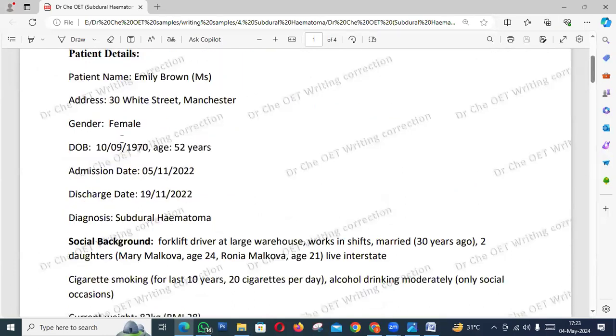Name and address, gender, date of birth, you don't need to waste your time on these things when you are reading, okay? Admission date, discharge date: yes, you can look at them a little just to get an idea of how much time was spent in the hospital. This is the diagnosis, which is important: subdural hematoma, okay? When you know the diagnosis, sometimes things come to your mind about why this patient is going back with a subdural hematoma.